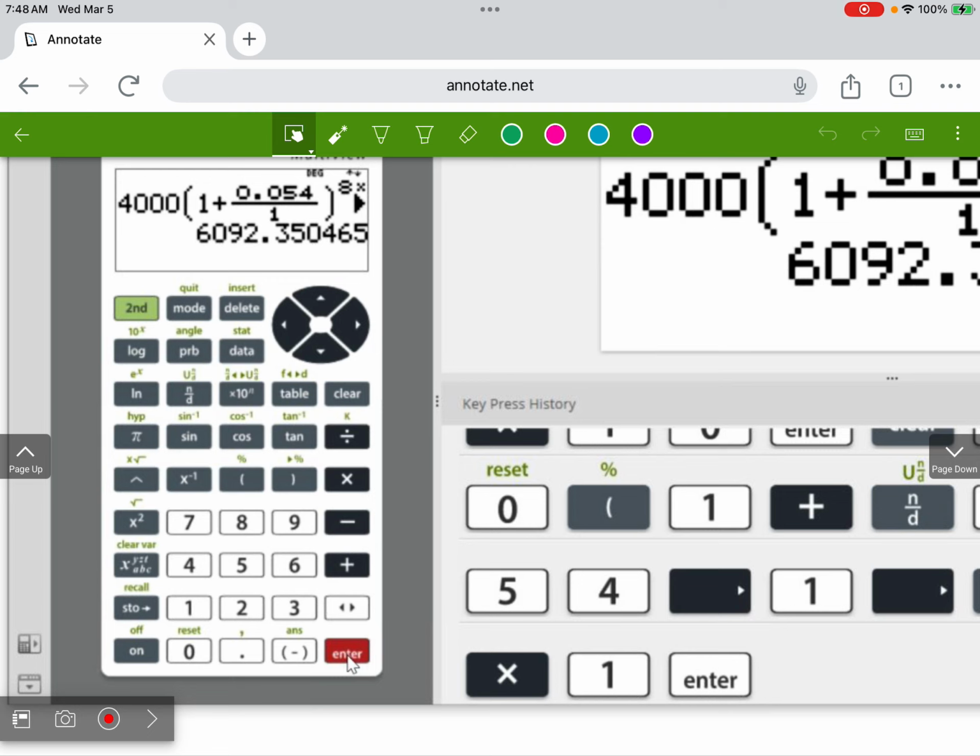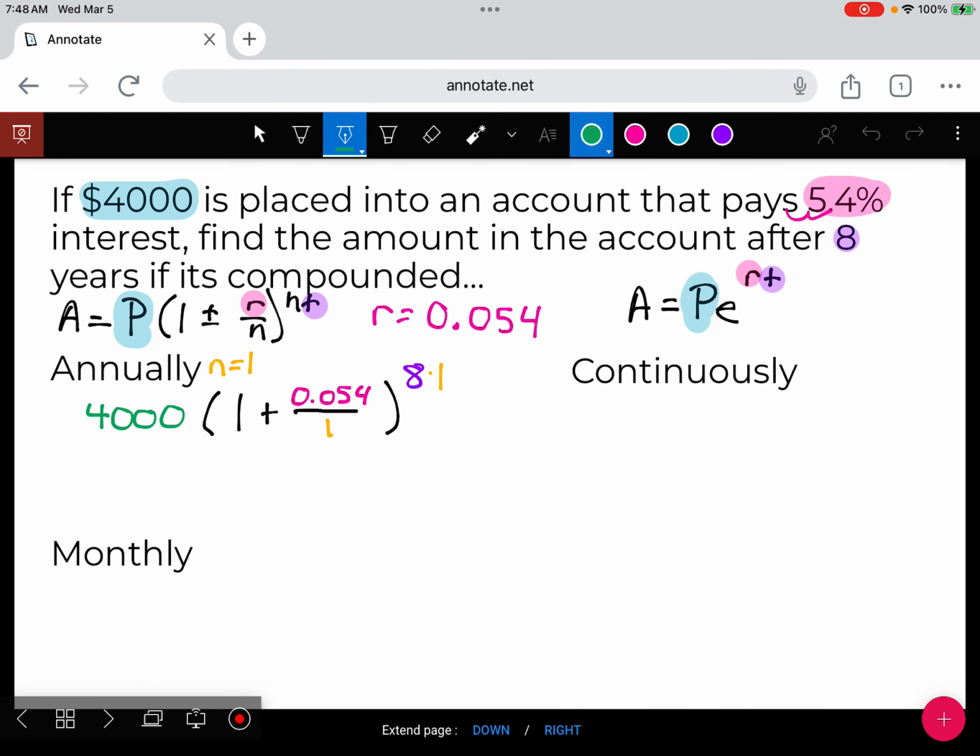So we have a balance of $6,092.35. Forgot the 0.